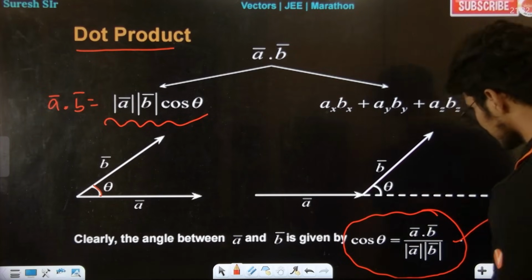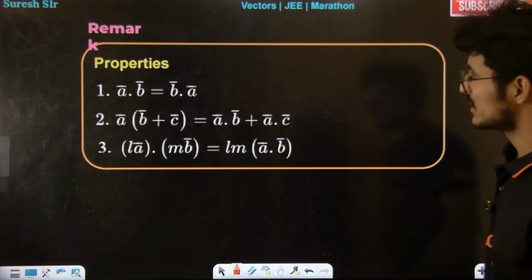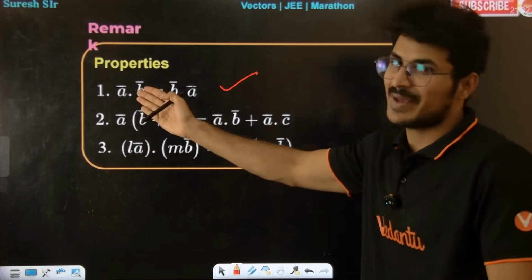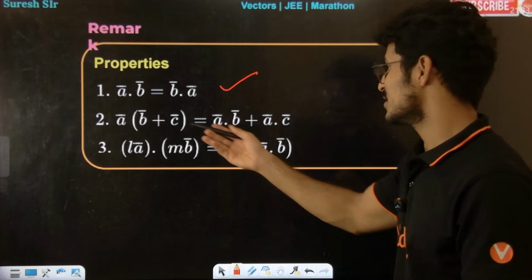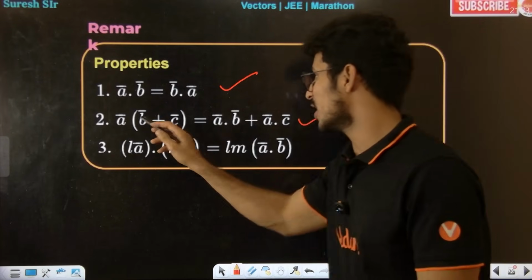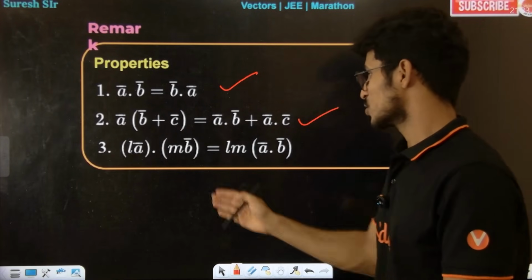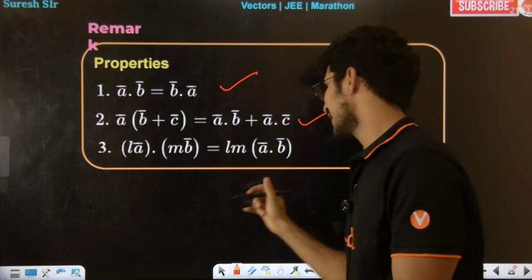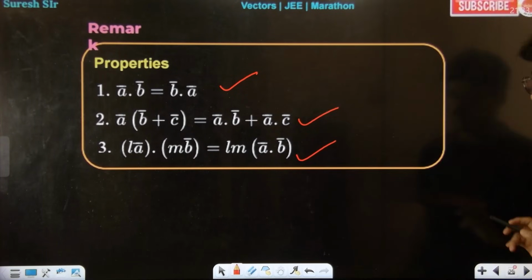Now, if I go with the properties, A dot B is equal to B dot A basically. The distributive property is valid over here: A dot B plus A dot C. L and M both are scalars, so both scalars will be multiplied with A dot B. Very simple properties. Just go with this.